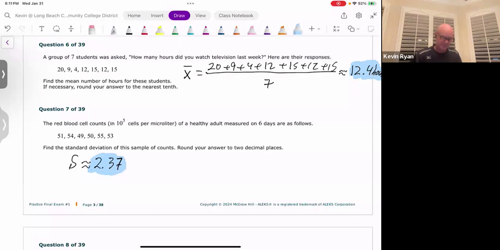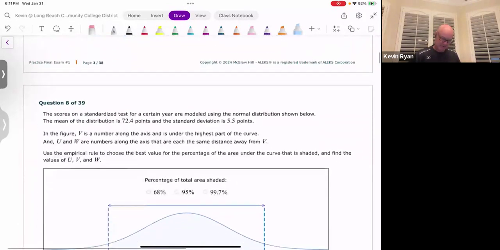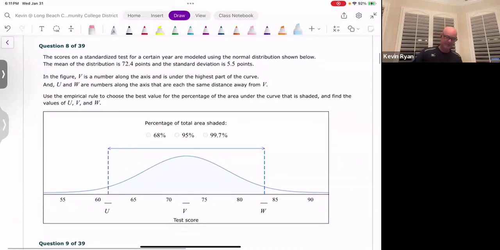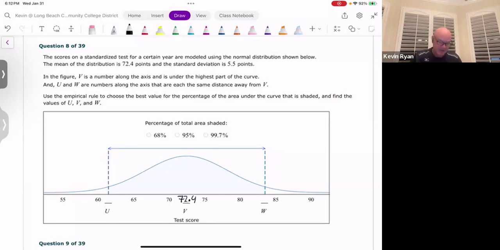All right. Moving on to the empirical rule. The scores on standardized tests for a certain year are modeled using a normal distribution shown below. The mean of the distribution is 72.4, and the standard deviation is 5.5 points. Now, I need to keep adding standard deviations until I get something between 80 and 85, and then subtract them until I get something between 60 and 65.